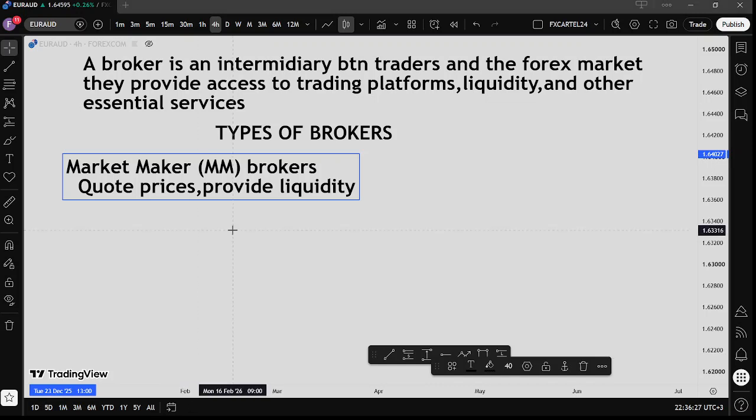Okay. So these ones, they quote prices. Just do a little research, go to Google and type market maker brokers in forex market, but they are all the same.